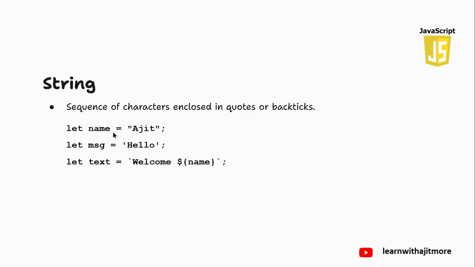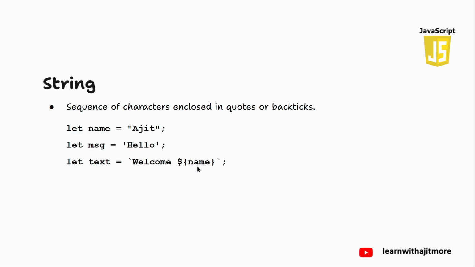A double quoted string, name equal to double quote. Second is a single quoted string. But the third one is a string with a backtick. Whenever you have a string with a backtick, such strings have a speciality: they are interpolated, meaning it will expand it by replacing the variable with its value. Within that string, wherever a variable name comes, it is going to replace it with its value.